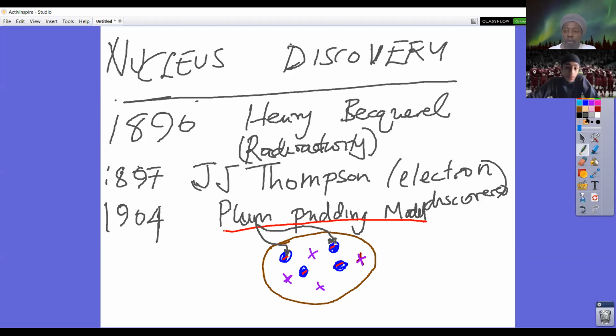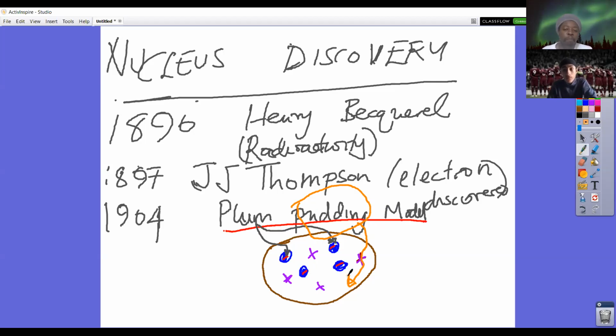And the pudding itself is a different color. We'll go for orange. That's the joy of using a whiteboard. I can use so many different colors. And the pudding part itself was this bulk that was positively charged. All right. So that was the first model.